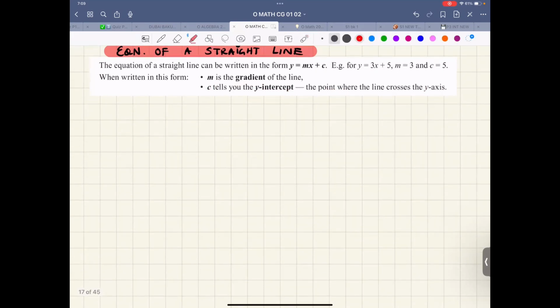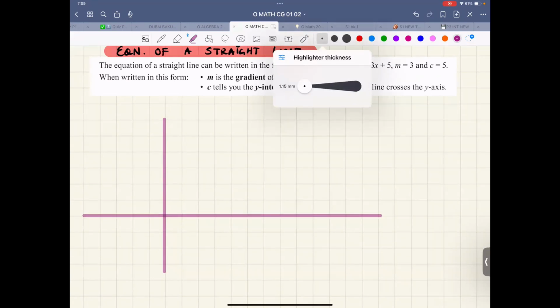Now, let me draw a line for you. Let me draw the y-axis, the x-axis. Let me make it thinner. And let me mark a point over here.